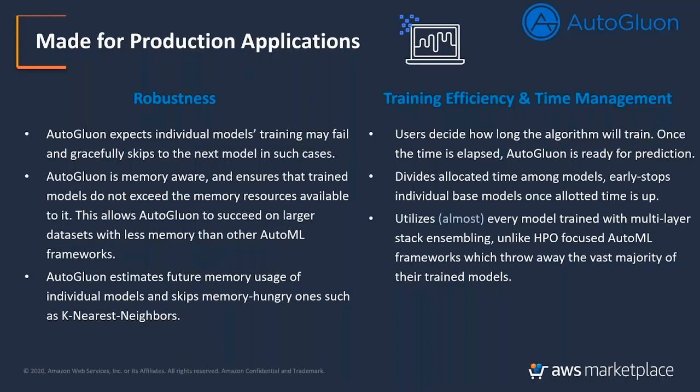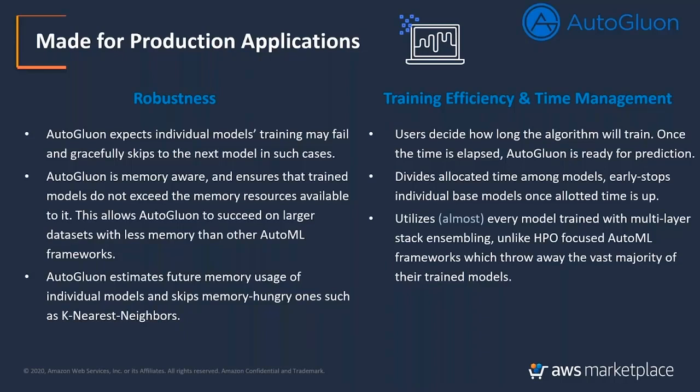In terms of training efficiency and time management, the user can decide how long the algorithm will train. Once the time has elapsed, AutoGluon is ready for prediction. No need to have machine learning knowledge to know that certain models will train for certain amounts of time, or how many epochs or how many trials of HPO you need. Don't worry about any of that. You just say, I want my model done in 4 hours. And then you go to the gym, take a sip of coffee, do your errands, come back, and in 4 hours, AutoGluon's ready to go. And then you can deploy that and start making inferences.